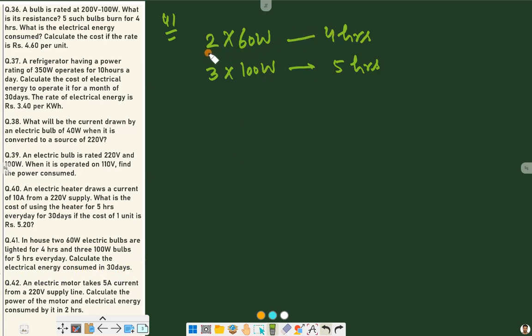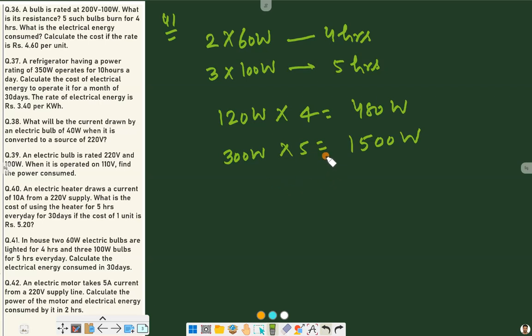So the 260-watt bulb uses 260 watt for 1 hour, and for 4 hours it will be using 1040 watt hours. The 300-watt bulb will use 300 watt for 1 hour, and for 5 hours it will be using 1500 watt hours. So total use for 1 day will be 1980 watt hours.